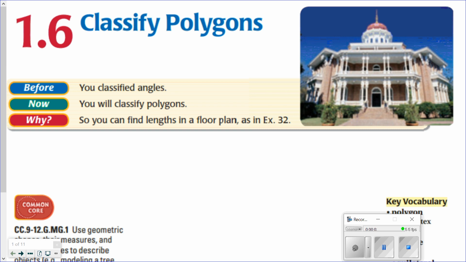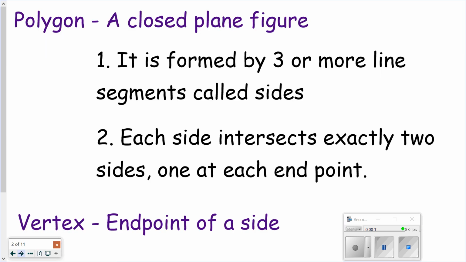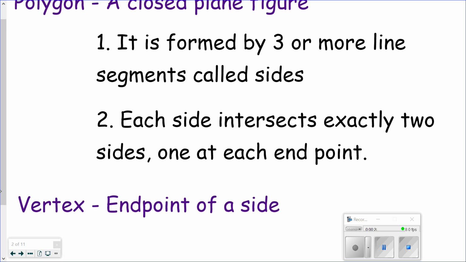Hi everyone, today we are going to start 1.6, which is the last section of chapter 1, classify polygons. A polygon is a closed plane figure. It is formed by 3 or more line segments called sides. Each side intersects exactly 2 sides, one at each endpoint. Vertex. A vertex is the endpoint of the sides.